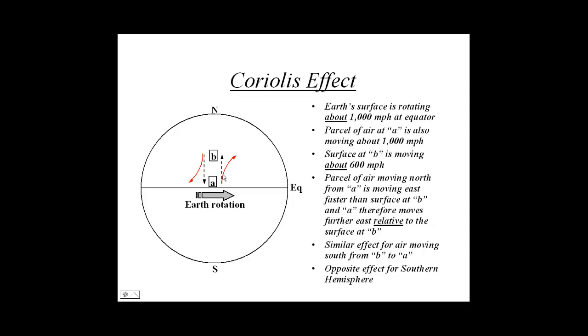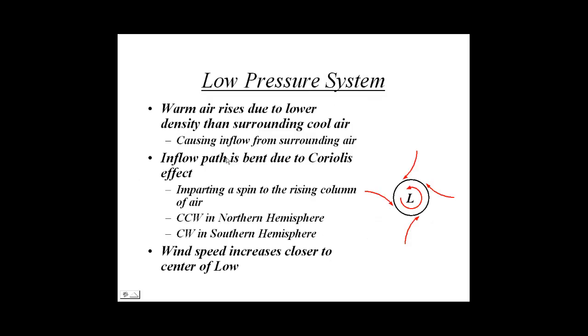So this flow to the right of its path is actually what causes the circulation of some of the low pressure systems. And by the way, we'll see in a little while, it also affects the rotation of the currents at sea. So let's look at a low pressure system. And a low pressure system has warm air rising due to lower density than the cool air surrounding it. Okay, so we have an area where we have warm air for some reason, and since it's warm, it's a lower density, and it therefore rises.